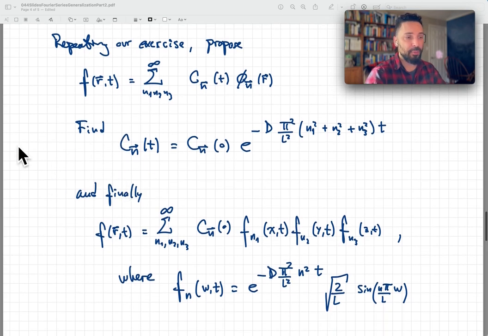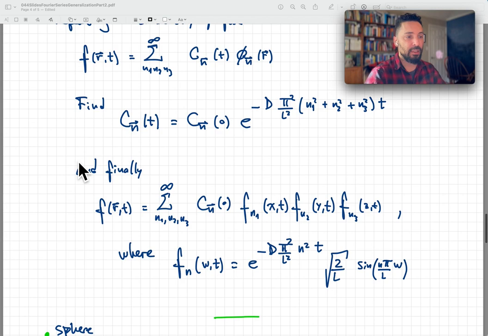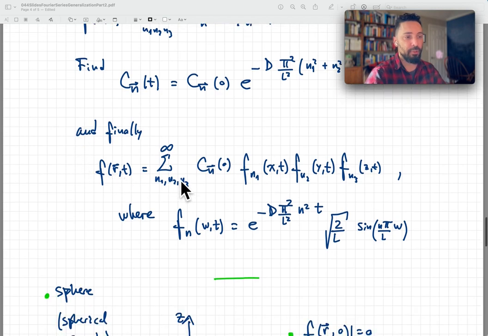And if you insert the time-dependent part in your solution, then you arrive at a form that you can write in this way. You can write it as a sum over all the indices, n1, n2, and n3. They start from 1. Each of them starts at 1. They all go to infinity. There's this coefficient that gives you the initial conditions.